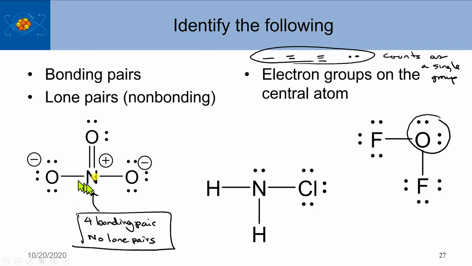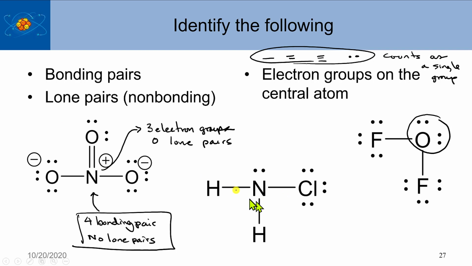For example, let's take a look at this nitrogen. There's an electron group that's a single bond here to this oxygen. There's a double bond, which is an electron group to this oxygen. And there's a single bond, which is an electron group to the oxygen. So in total, when we're talking about electron groups on the central atom, there's 3 electron groups. We also try to identify the lone pairs on the central atom, and we have 0 lone pairs. So the double bond doesn't count as 2 groups, it counts as a single group.